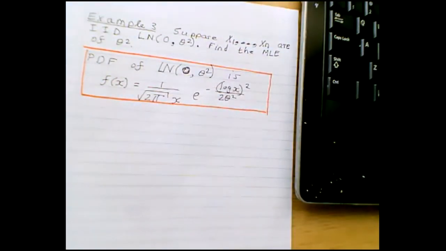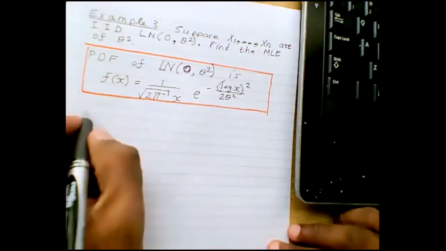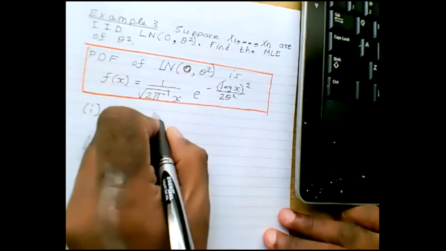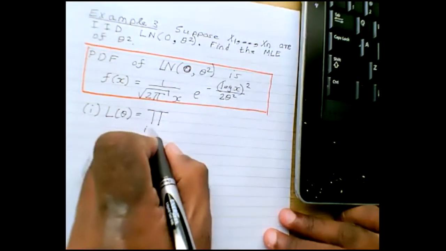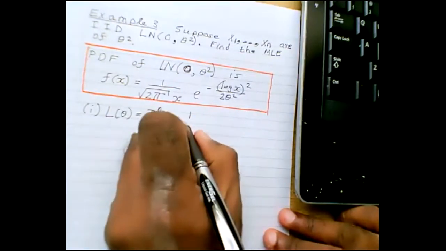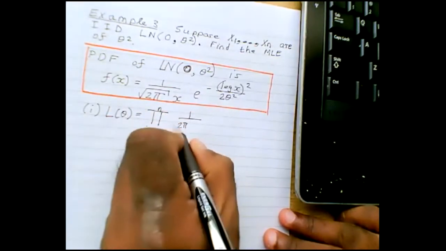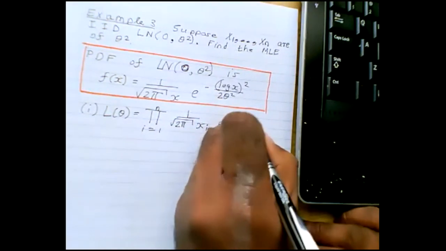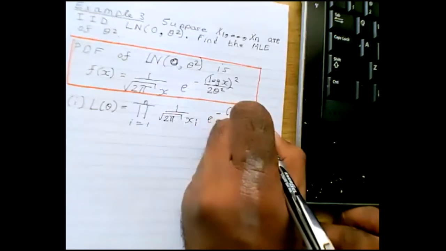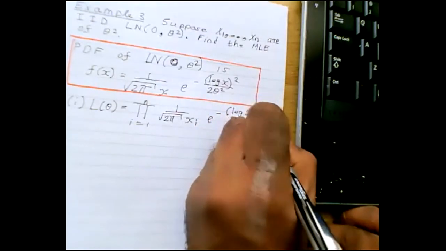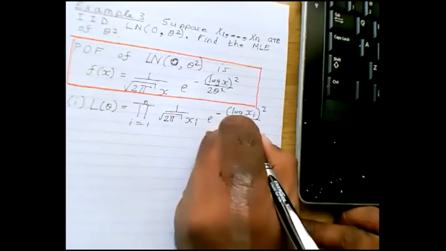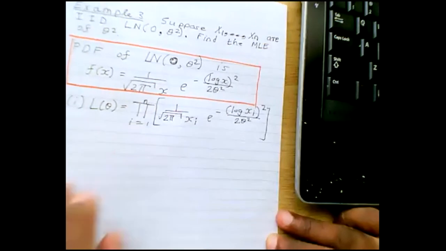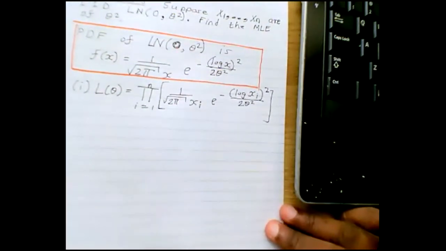Now I want to show you the 4 steps. The first step is to write down the likelihood function, which is the product of the density function. Right, this is the product of the density function.